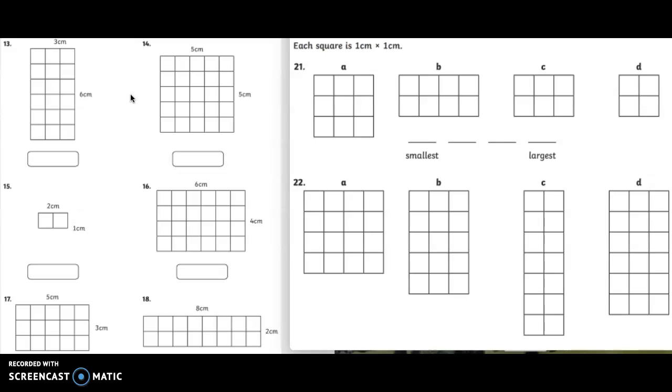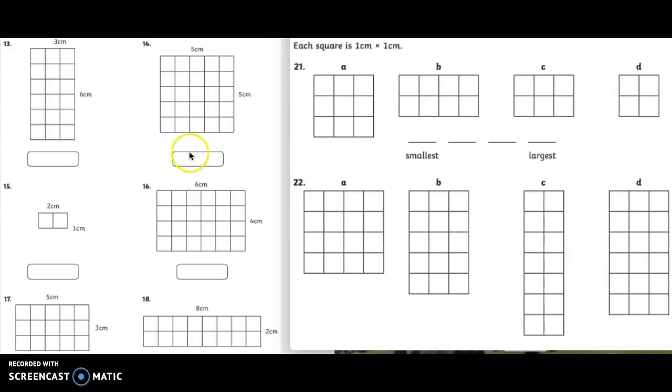Okay? So let's have a look at the first one here. It tells us it's 3 centimeters wide. So each square is 1 centimeter. It tells us the length is 6 centimeters. Okay, so to find the area, I multiply the length by the width. So it'll be 6 multiplied by 3. The area would be 18 centimeters squared. It's very important now that you label them centimeters squared or meters squared or whatever it will be. It will always be squared when you have an answer in area.